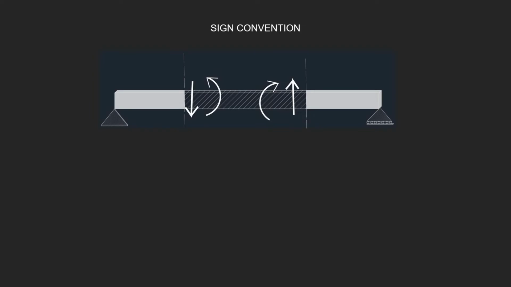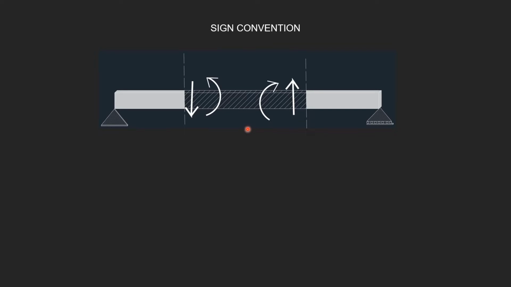Now let's see the sign convention usually used for the shear force and bending moment calculation. This shows the positive sign convention. If the beam is on the left of the section, the shear force pointing downward will be positive, and if the beam is on the right of the section, the shear force pointing upward will be positive. Bending moment will be positive when it leads to the lower portion of the beam being in tension, that is, sagging.